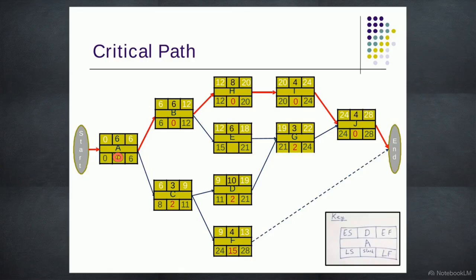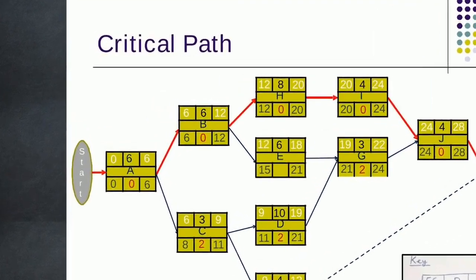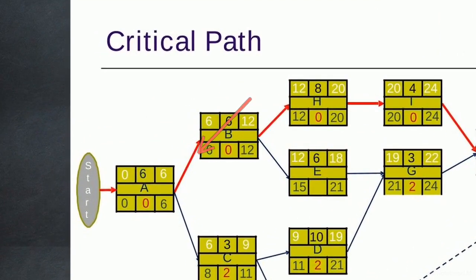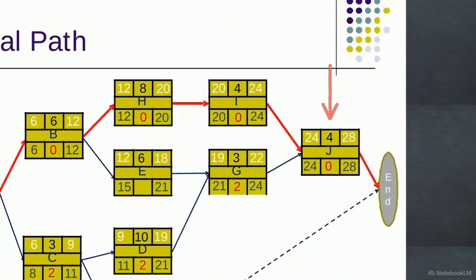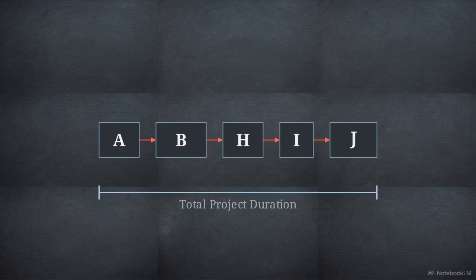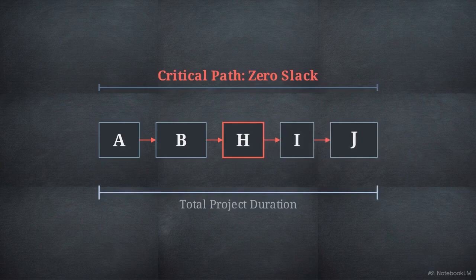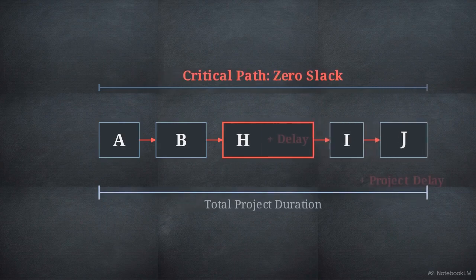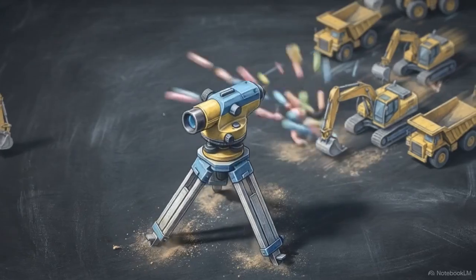Looking at this diagram, thick red arrows cut through the surrounding noise to trace the primary sequence, tasks A to B to H to I, and finally J. The total length of this specific path dictates the absolute minimum time required to complete the construction. Because there is 0 slack here, any delay on a critical path node results in an immediate 1-to-1 delay for the entire project system. Management must look past the distraction of non-critical tasks and direct their risk mitigation straight at this 0 slack spine.